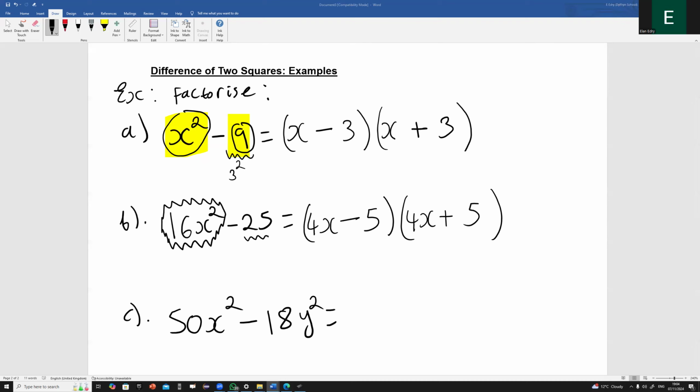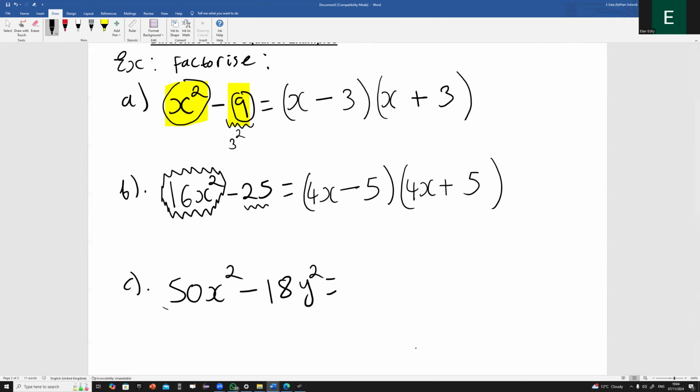Now, the last one looks a little bit more difficult because 50 is not a square number, nor is 18. So here, can you think of a number that goes into 50 and 18 that we could take out as a factor? Two. Brilliant. So I can do two brackets. I'm taking the two out of the whole expression. So we have 25x squared, take away 9y squared.